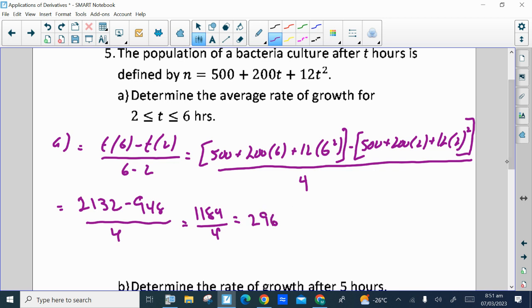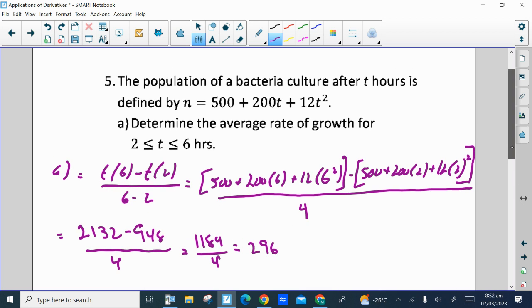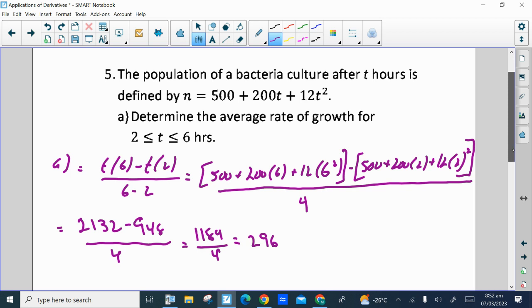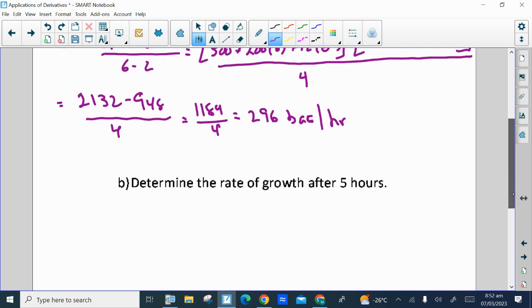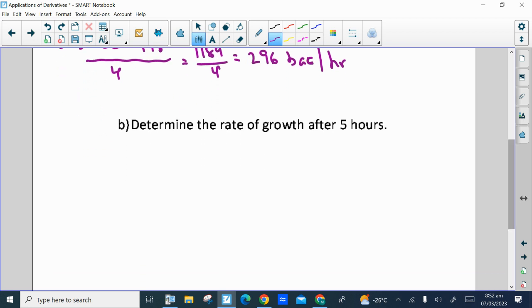And if we look at this, we're talking about the number of bacteria after t hours. So this will be 296 bacteria per hour. That's the average growth between 2 and 6 hours. If we wanted to find the rate of growth after 5 hours, that's another way of asking for the instantaneous rate of change. So again, we would have to use the derivative.